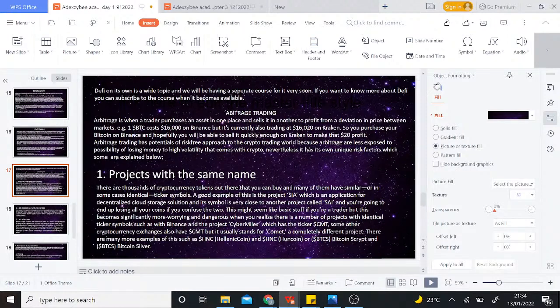For example, Binance will be selling Bitcoin at $16,000, and Kraken will be selling it at $16,020.